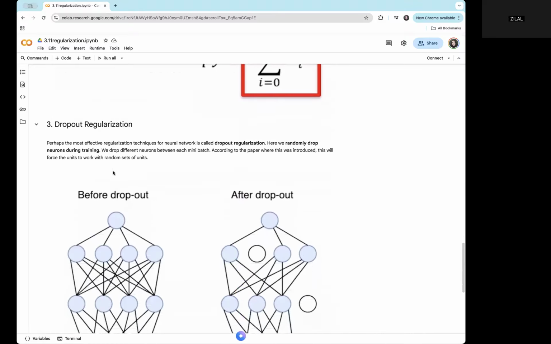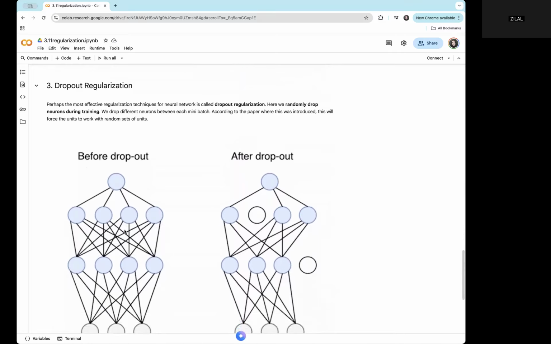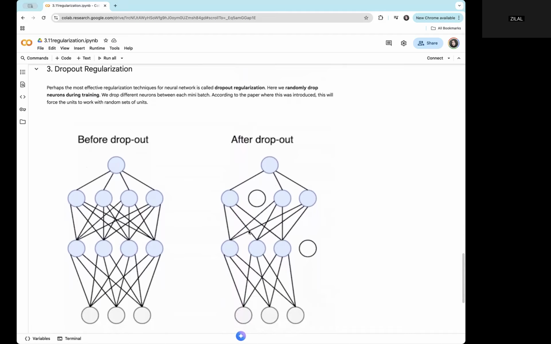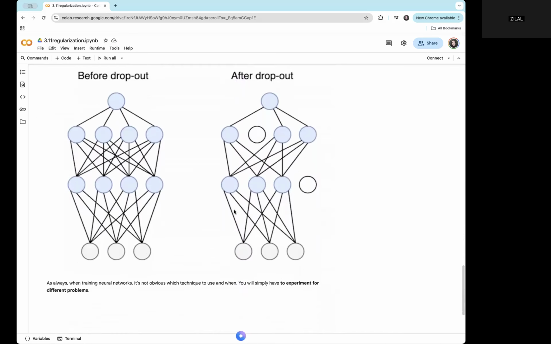Number 3 of the techniques is dropout regularization. Perhaps this is the most effective technique for neural networks. Here we randomly drop neurons during training. We drop different neurons between each mini batch. According to the paper where this was introduced, this will force the units to work with random sets of units.